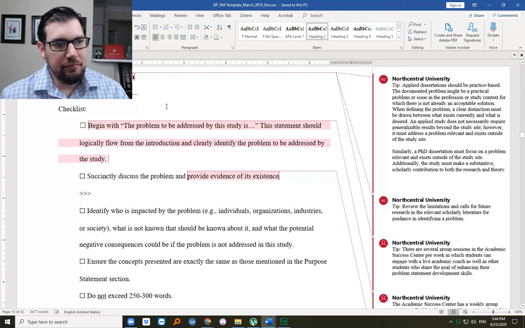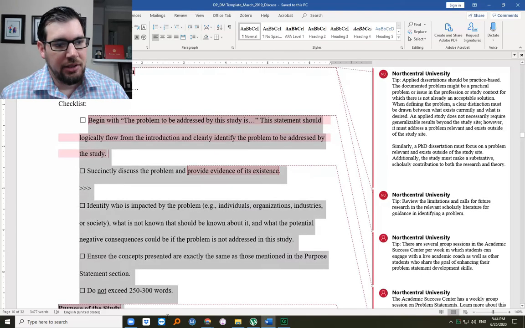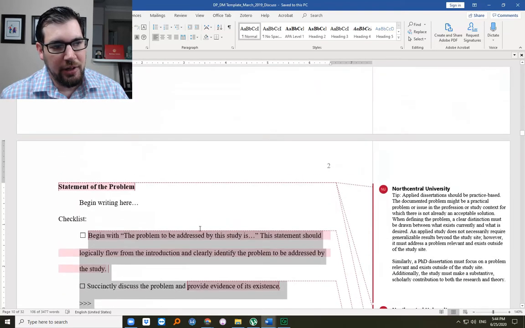Here we have the DPDM criteria, depending on what university you're studying with. It may be called something different, but it should be generally something similar to these criteria that are required here.